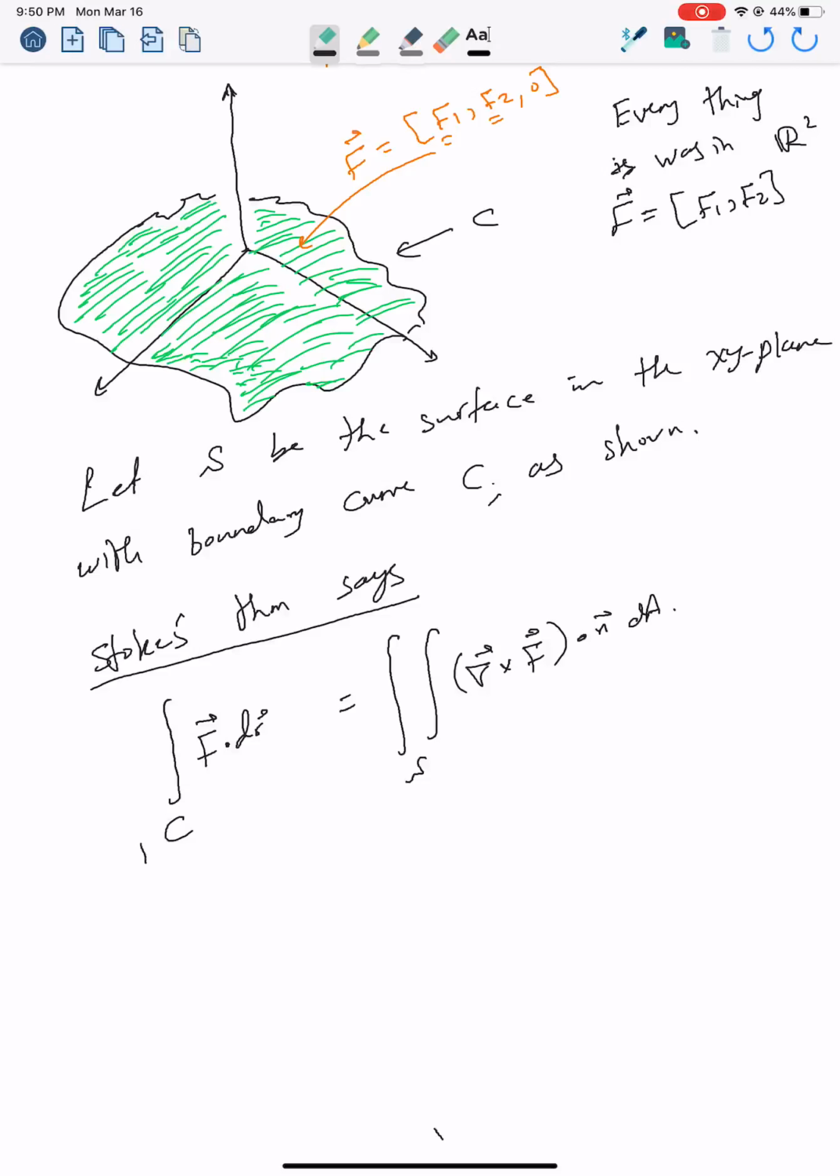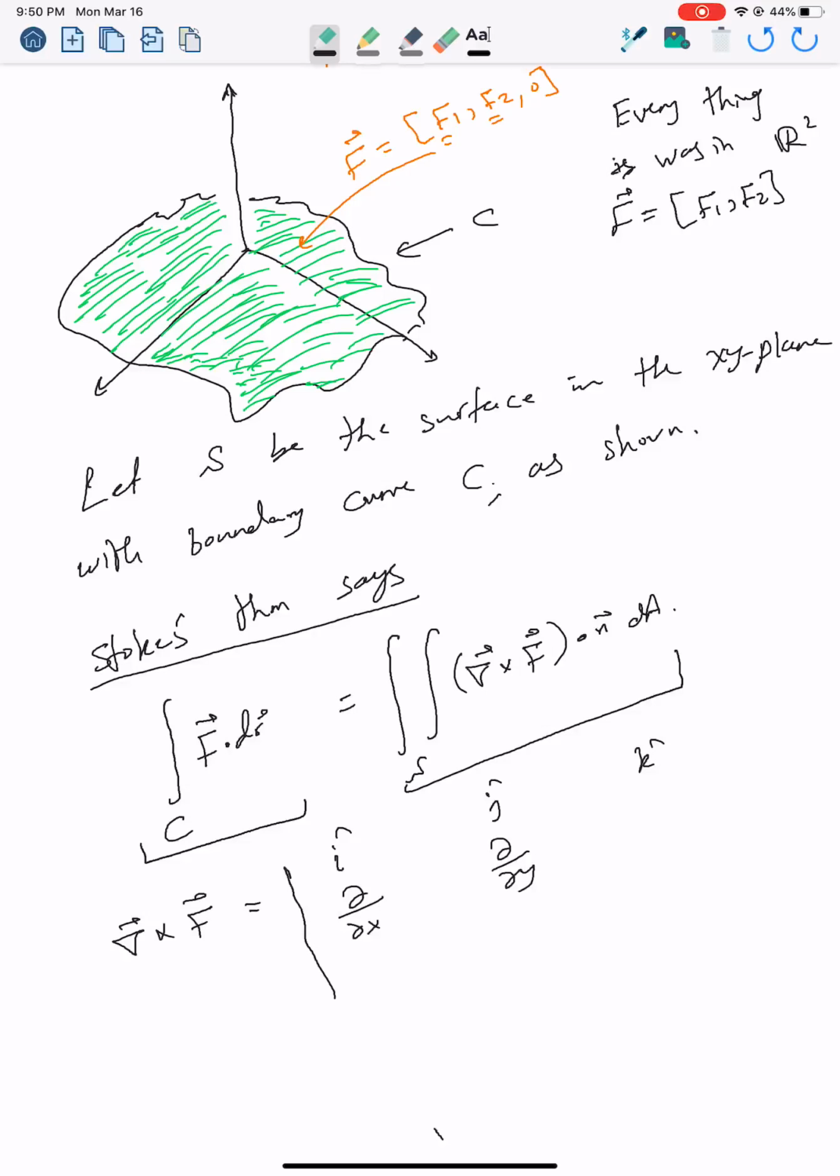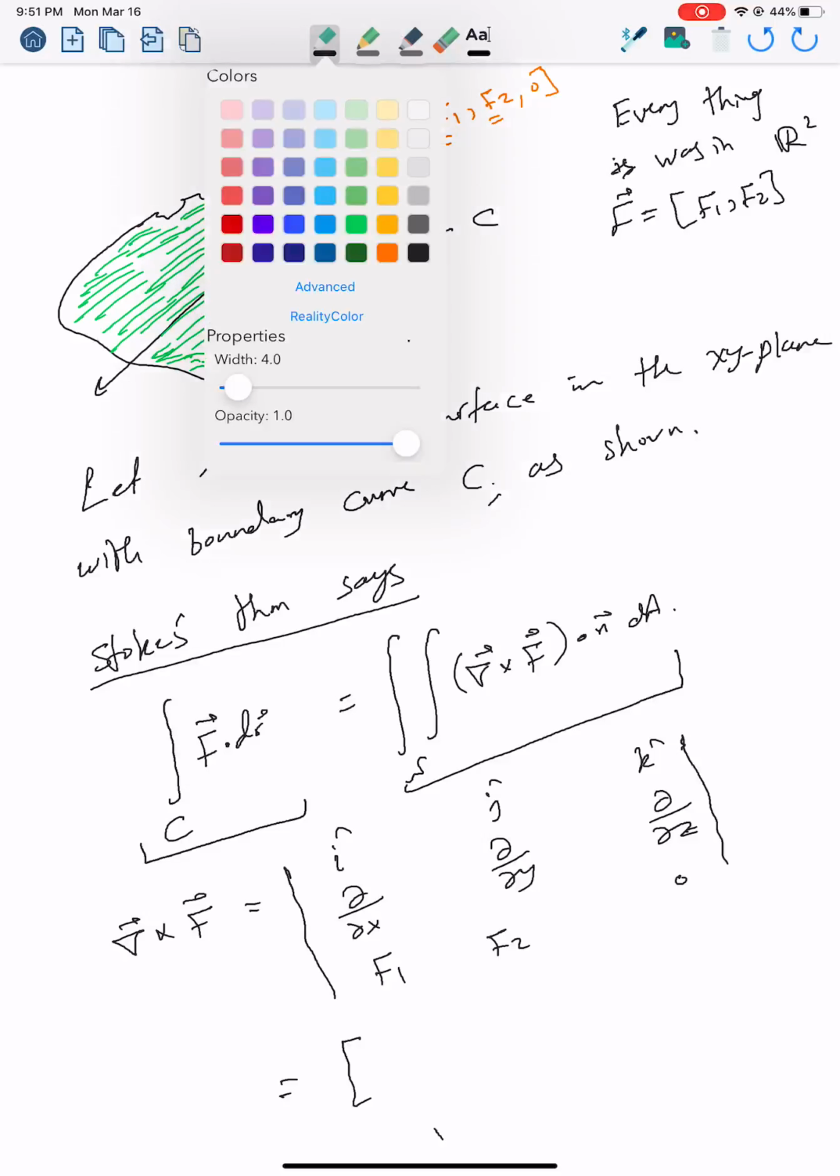Now for this left side, this is just the integral. What about the right side? To compute this right side, I need to compute the curl. So let's compute the curl. The curl is the determinant of i, j, k; d by dx, d by dy, d by dz; f1, f2, and 0. What is with i? It is 0. Why is it 0? I want to explain this.